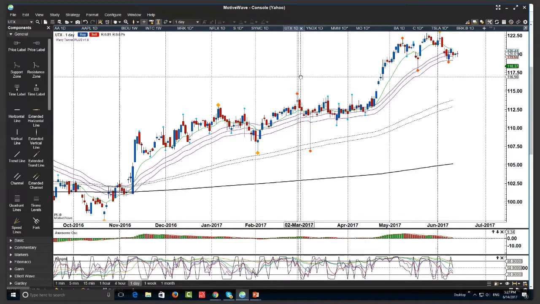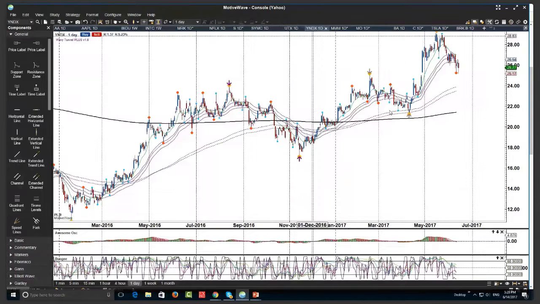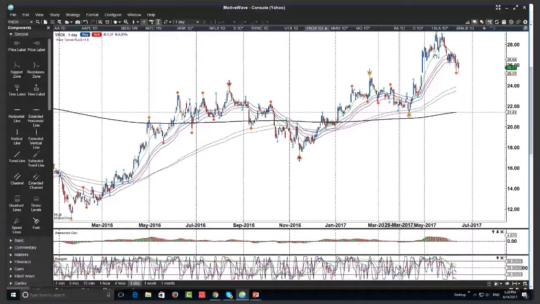Okay, here's one, United Technologies, also in the midst of a correction. Wait and see. Okay, this is what we like to see. And let's look at the next example, Yandex. Also, we're in a nice corrective mode.